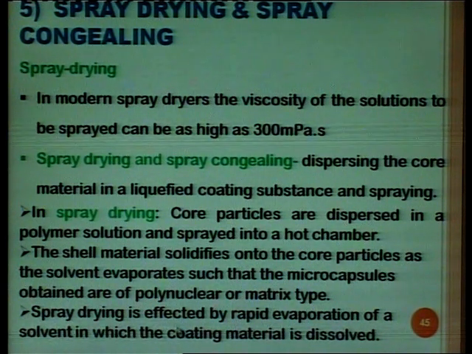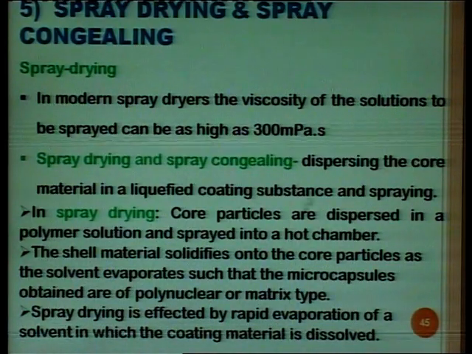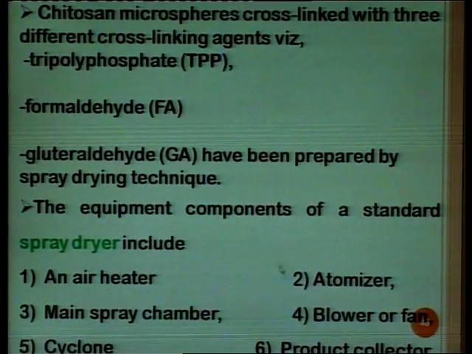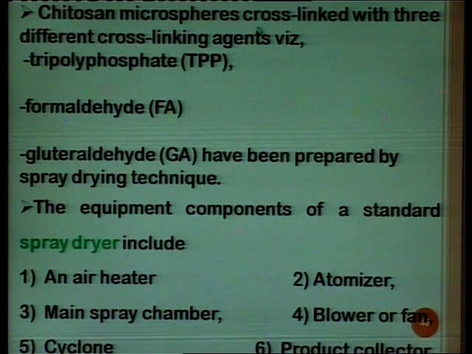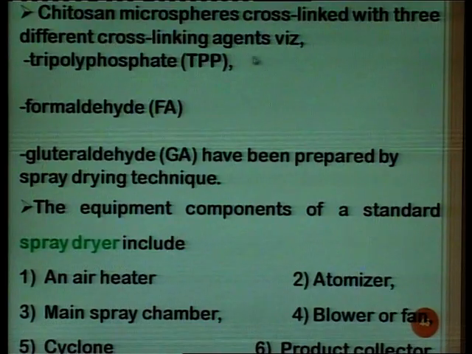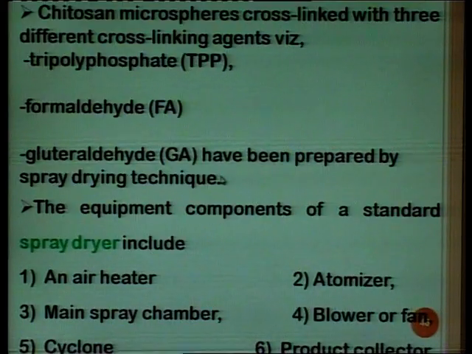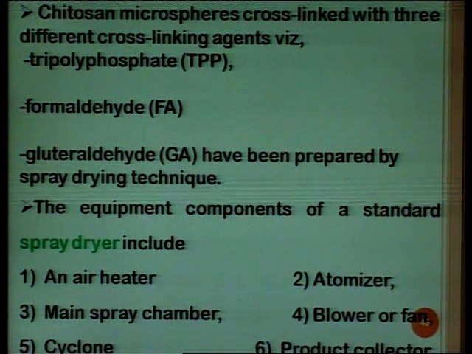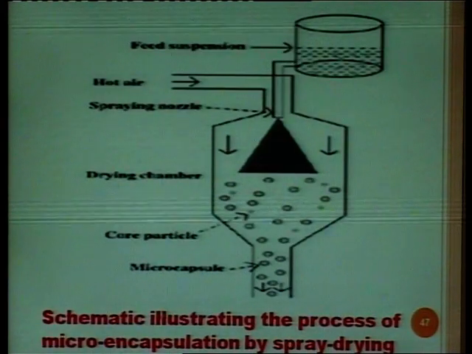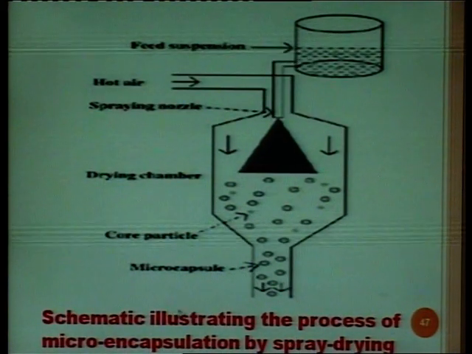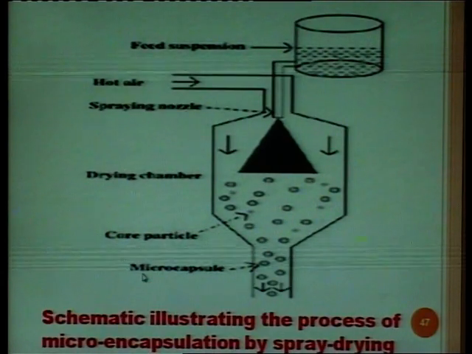Spray drying is effected by rapid evaporation of a solvent in which the coating material is dissolved. Chitosan microcapsules were cross-linked with 3 different cross-linking agents: TPP (tripolyphosphate), formaldehyde, and glutaraldehyde. These are the chitosan microspheres prepared by the spray drying technique. The spray dryer includes an air heater, atomizer, main spray chamber, blower or fan, cyclone and product collector. This diagram shows the microencapsulation by spray drying.